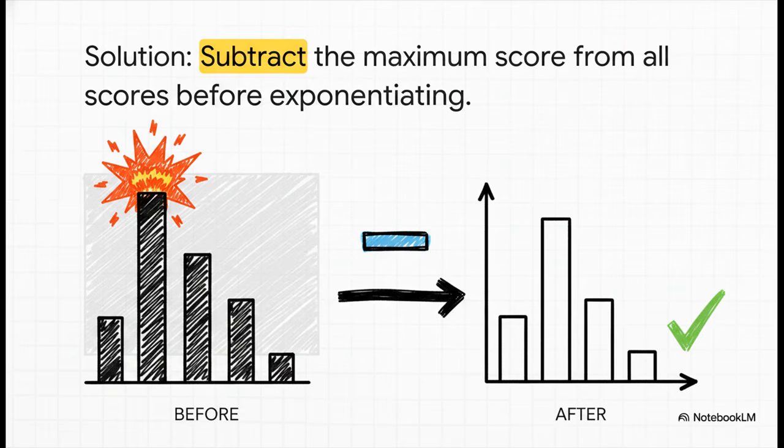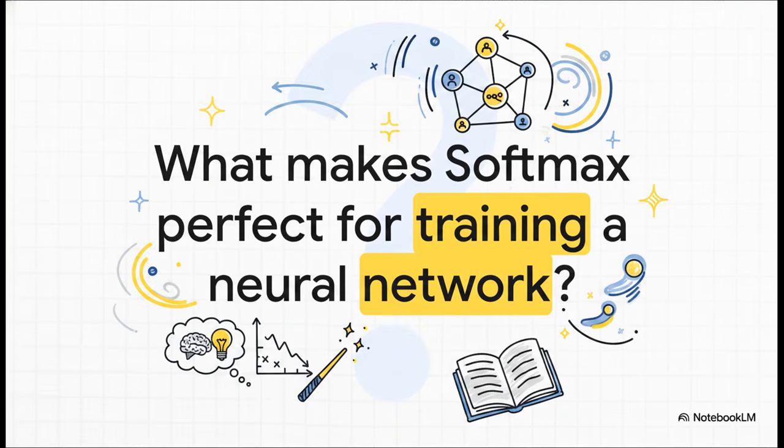To stop our computer from exploding, we just find the largest score in our list and subtract that number from all the other scores. This shifts all our numbers down so the biggest score is now 0, and e to the power of 0 is just 1. All the other exponents become tiny numbers between 0 and 1. The whole calculation is now totally stable, and we get the exact same final probabilities. Problem solved.